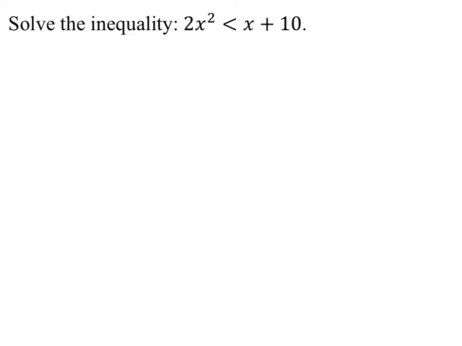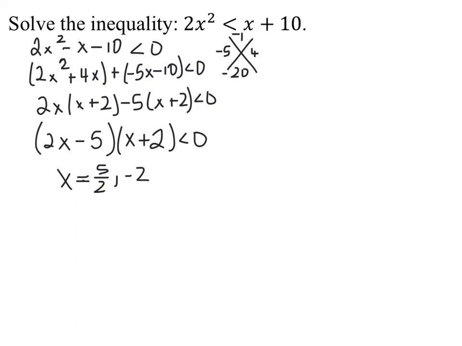Here's a second example, 2x squared is less than x plus 10. Go ahead and go through the same steps we did on the previous one to solve this inequality. First I moved the x and the 10 over to the other side, so you get 2x squared minus x minus 10 is less than 0. Then this one I did factor again, but because this is a leading coefficient of 2, these are not your answers. You have to factor by grouping. So you get 2x minus 5 times x plus 2 is less than 0. So the zeros are 5 halves and negative 2.